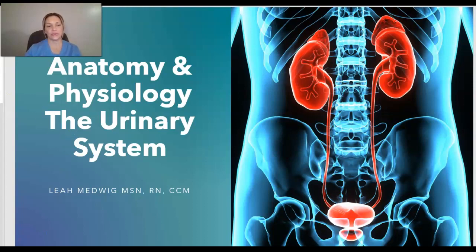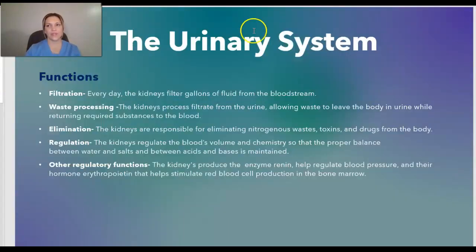All right, so functions of the urinary system include filtration. Every day the kidneys filter gallons of fluid from the bloodstream. There's water processing. The kidneys process filtrate from the urine, allowing waste to leave the body in urine while returning required substances to the blood.